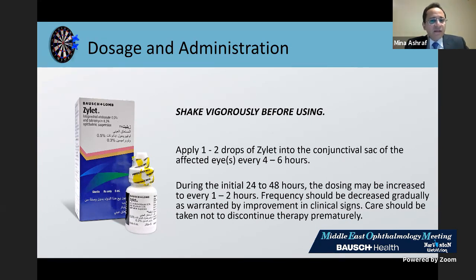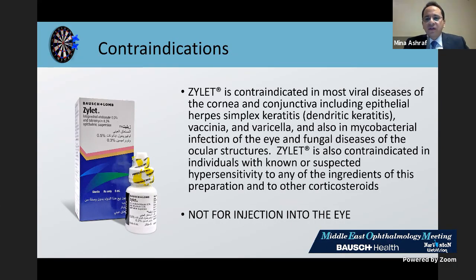Finally, the contraindications. Xylit is contraindicated in most viral diseases of the cornea and conjunctiva, including epithelial herpes simplex keratitis, vaccinia, and varicella, and also in mycobacterial infections of the eye and fungal diseases of the ocular structures. And definitely it's contraindicated in patients with hypersensitivity to any of the ingredients. And also it cannot be injected inside the eye.